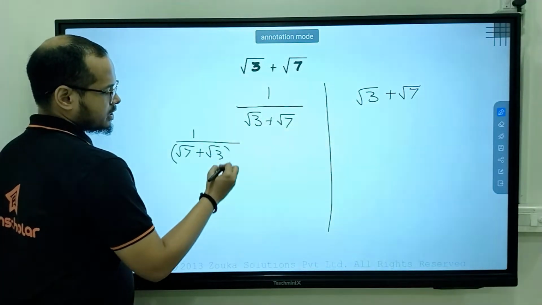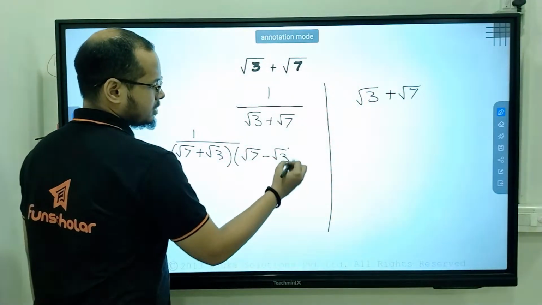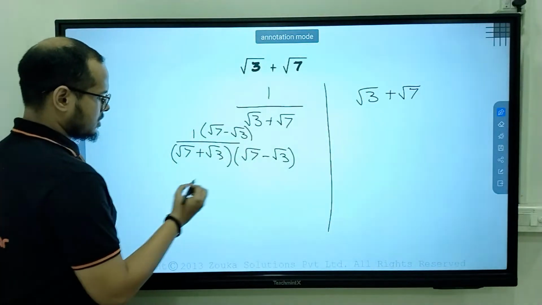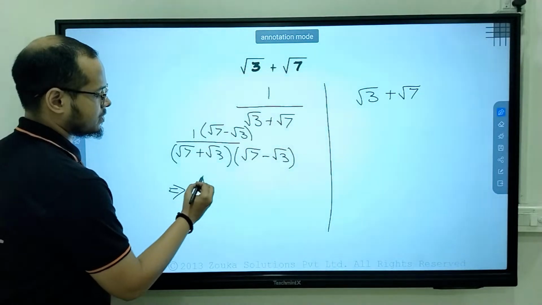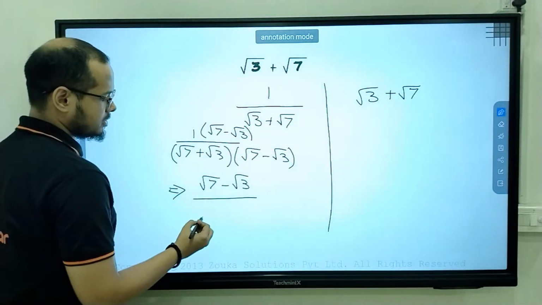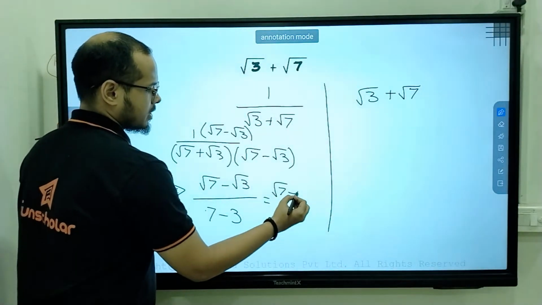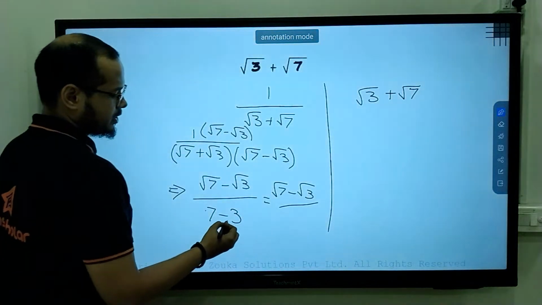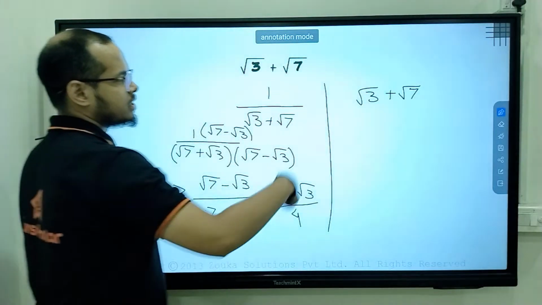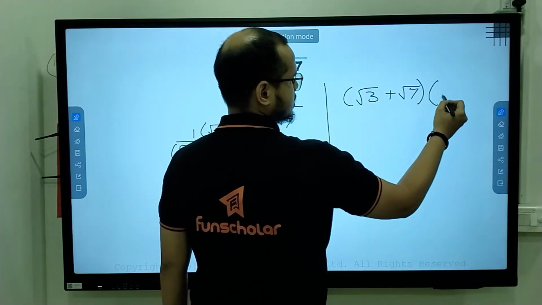So in the denominator, I am multiplying with root 7 minus root 3. Similarly, in the numerator, I also have to write root 7 minus root 3. So this will give root 7 minus root 3 divided by, using (a plus b)(a minus b), 7 minus 3, which is 4.